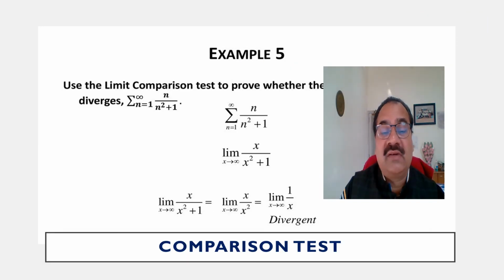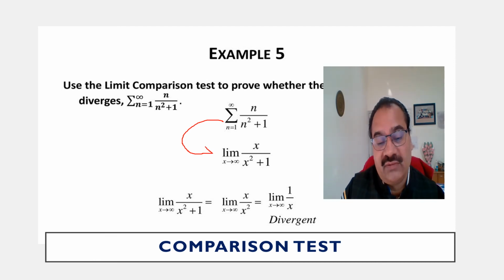Okay. The last example is a different type of example. Use the limit comparison test to prove whether the series converges or diverges. The series is like this: sum from n equal to 1 to infinity of n divided by n square plus 1. In some books, some authors do the calculation like this, so don't hesitate. Both are the same way. They may convert this limit n tends to infinity into x tends to infinity, x by x square plus 1, and the limit is the same. So the process is the same as we discussed.